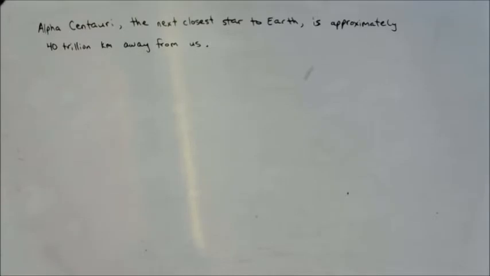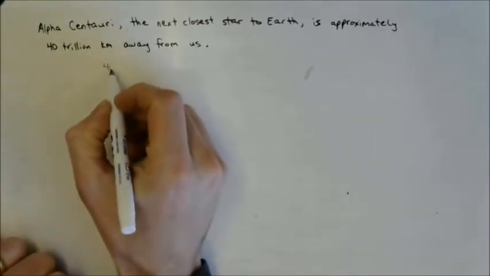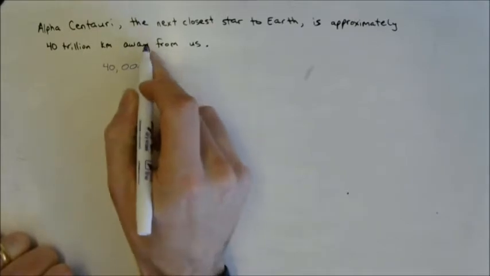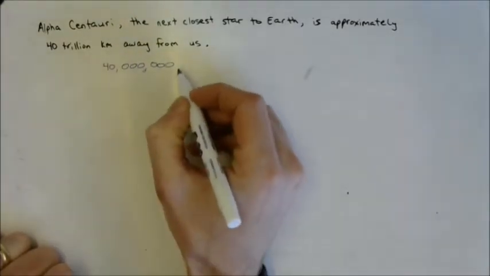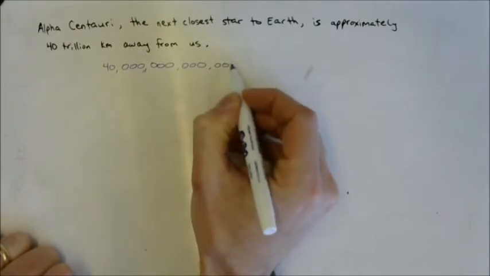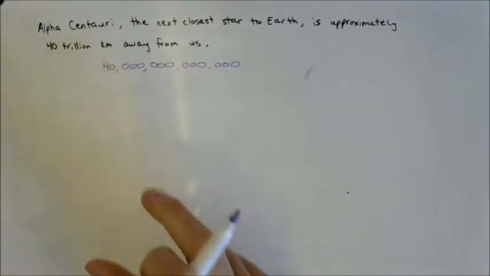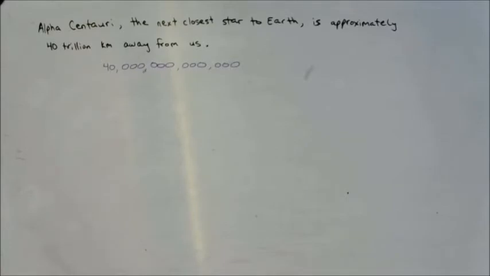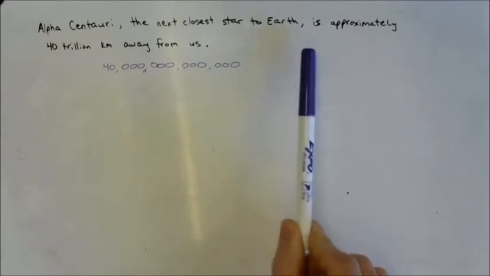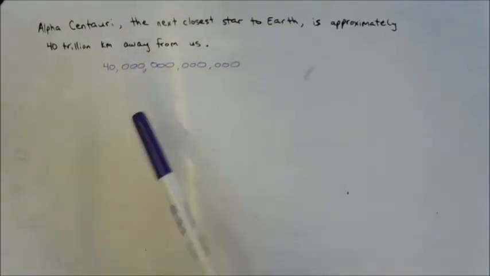Now, if you were writing a science book or something, you'd have to write 40 trillion using a whole bunch of zeros. Now that can be pretty long and cumbersome, and if you're doing math with this or you're writing it and you happen to miss a zero or accidentally add a zero, you significantly change what this number is. If you add an extra zero, you're accidentally saying that this star is 10 times further away from Earth than it really is. If you lose a zero, you miss a zero by accident, you're saying this star is 10 times closer than it actually is, and that's a pretty big difference.